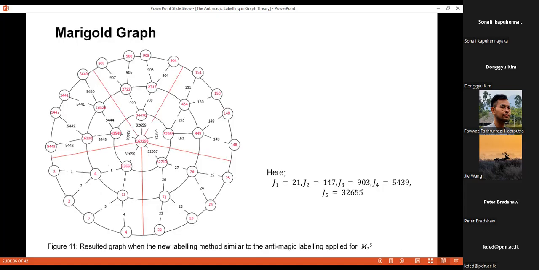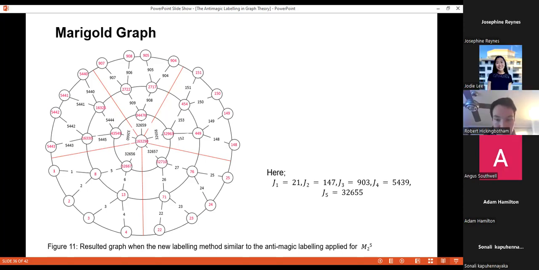Next, the following figure is the resulting marigold graph when the antimagic-like labeling method is applied. In the first copy, we label the edges according to the antimagic labeling, and we get the summation of the first copy as 21. Therefore, we start to label the second copy with 22 in a monotonically increasing sequence. And finally, we get the summation of the 5th copy as 32,655. Therefore, we start to label the edges which are connected to the middle vertex from 32,656, starting with the edge that connects the first copy to the middle vertex.